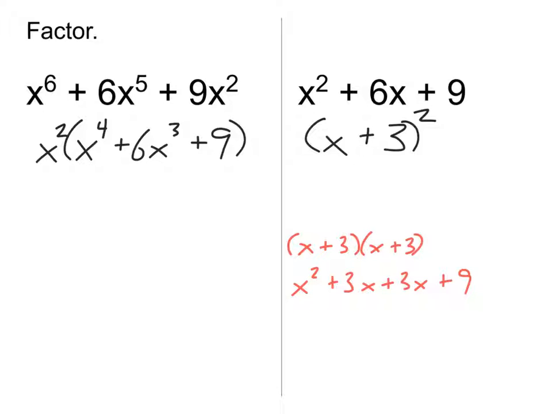Because the whole idea behind factoring is we're writing it in an equivalent form. That is just a very mathy way of saying it still equals the same thing, we just made it look different. All right.